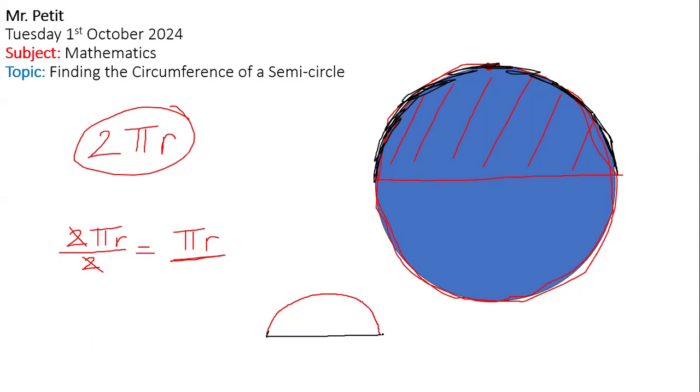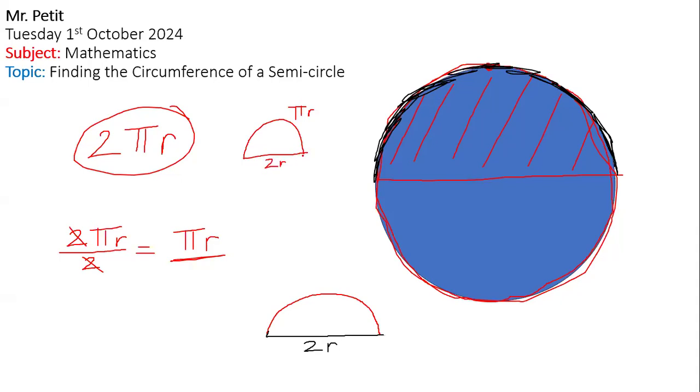And what is this line? We call that the what? This line right there. The diameter. What is the diameter? The diameter is twice the radius. So in order for us to calculate the circumference of a semicircle, we need two things. We need the top part, which we know is pi r, right? And we need the bottom part, which we know is 2r.